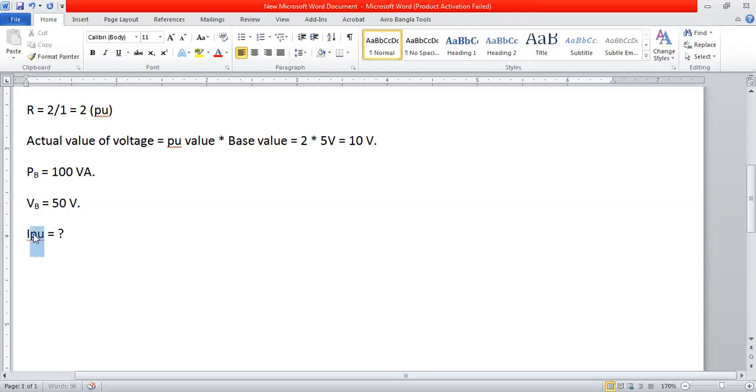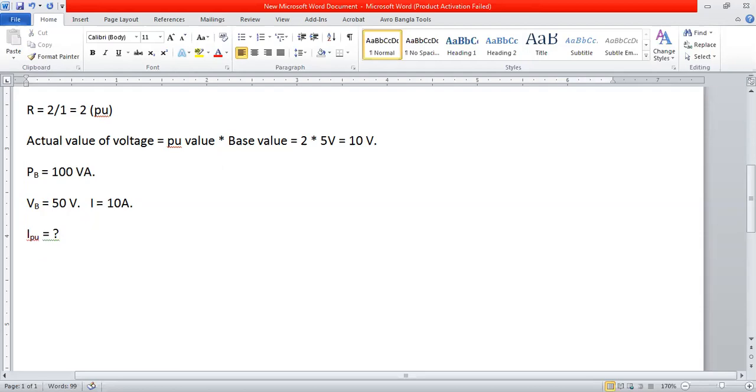For this, the current value is also given, that is, the real unit of current is 10 ampere. Now we have to calculate the per unit value of current. So in our question these values are given: the power base is 100 volt ampere, the voltage base is 50 volt, and the real unit of current is 10 ampere. Now we have to calculate the per unit value of current.